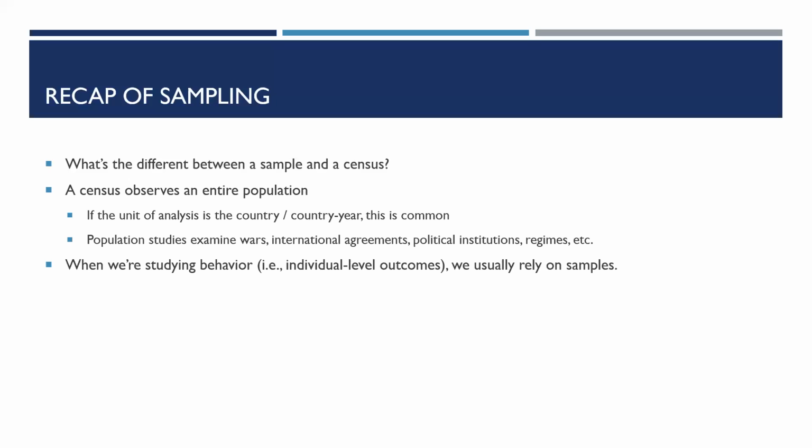So when we're studying behavior, let's say individual level outcomes, as opposed to the country year level outcomes that you were all looking at in lab number 2, where country year was the unit of observation, in behavioral studies, we usually rely on samples. So in this instance, if we're trying to understand something like political ideology, attitudes, political engagement, why might a sample be better than a census? What are some of the pitfalls of trying to conduct a census level analysis of individuals, say in a place like the United States?